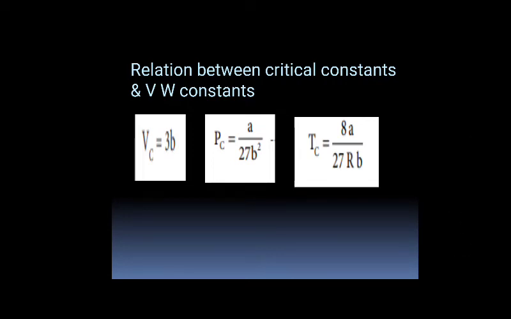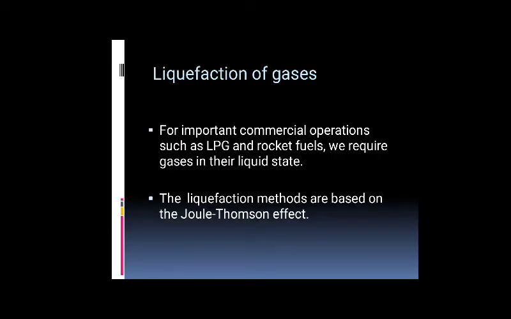Okay, we finished with the relationship between critical constants PC, VC, and TC, and between van der Waals constants A and B. So VC is equal to 3B, PC is equal to A by 27B square, and TC is equal to 8A by 27RB. Next, we will move on to an important application-oriented concept, that is liquefaction of gases.